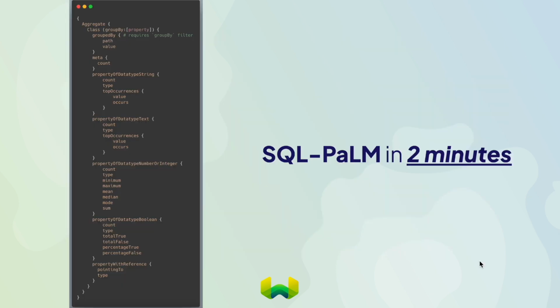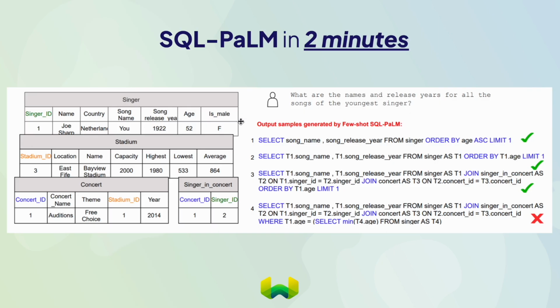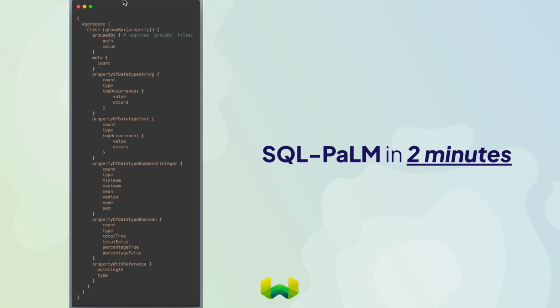So quickly before diving further into the details of the SQL-PaLM experiments, I want to remind you that you can do these symbolic aggregation queries directly in Weaviate using the Aggregate API. So in Weaviate, if you have, say, the singer class, you similarly have these properties, where name is a text property, or say you have age, which is an int property, or is male is a Boolean property. In Weaviate's aggregate syntax, you can then access these symbolic aggregations using this syntax.